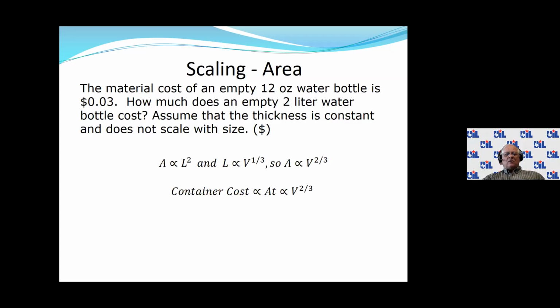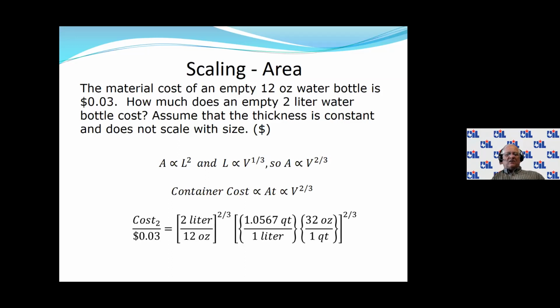And so I assume that the container cost is going to be the area of the container, the surface area, times its constant thickness. Since T is a constant, and A varies according to V to the 2/3, the cost is going to vary according to V to the 2/3. So we have volume to the 2/3.